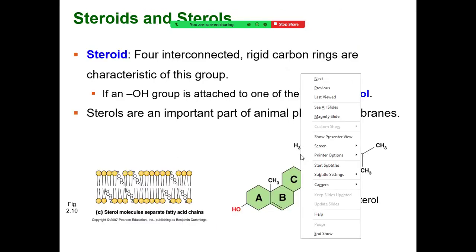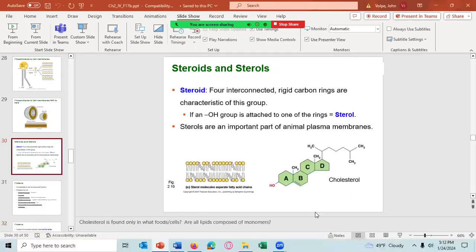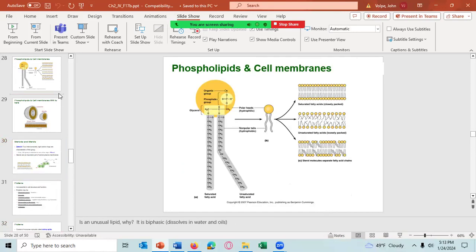All right. Let's talk about the last group of lipids that we're going to talk about, and that is the steroids. The steroids, unlike the other lipids, are not composed of monomers. For example, the monomers of phospholipid are the phosphate portion, the glycerol portion, and then the fatty acid portion.